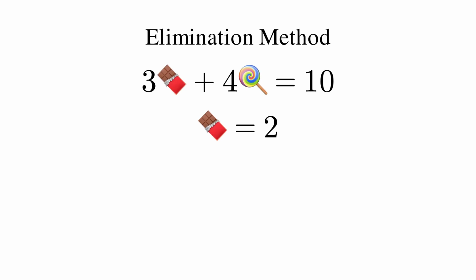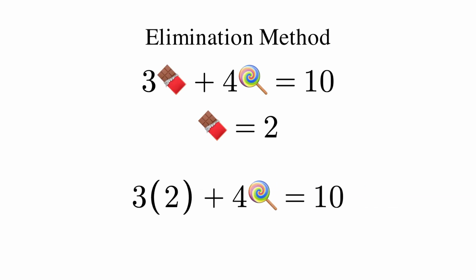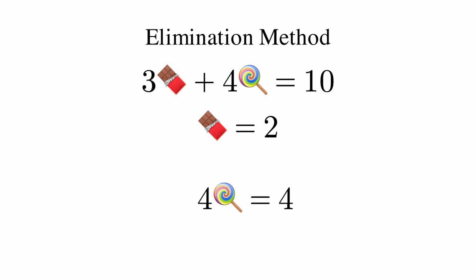Let's also try this for our second equation. 3 times 2 plus 4 lollipops equals $10. We can subtract both sides by 6, which will give us 4 lollipops equals $4. This also gives us an answer of 1 lollipop costing $1.